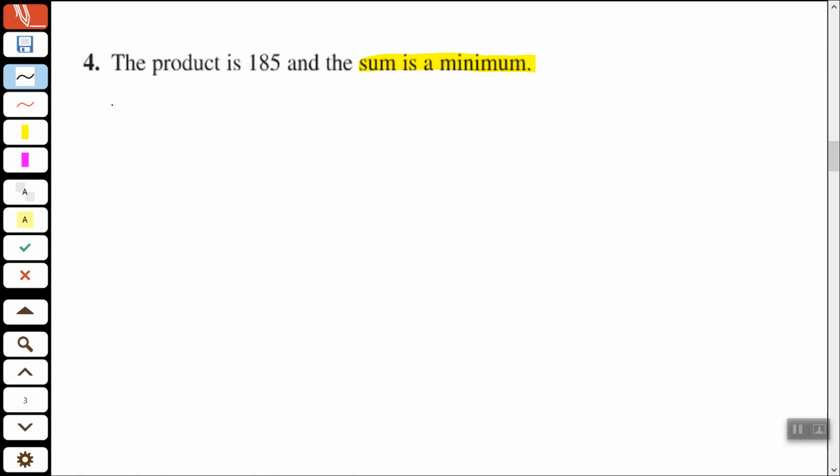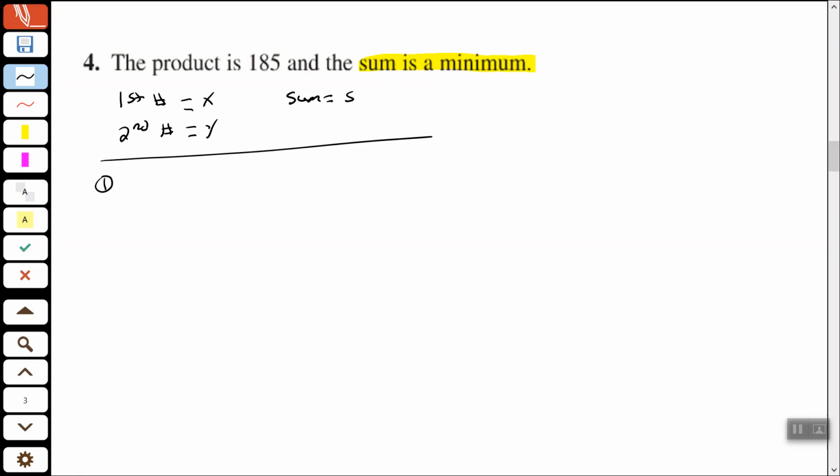All right, so let's start off step one. Let's identify or define our variables. So we'll let the first number, again, equal x. You can call it whatever you want to call it. Second number, I'm going to let equal y. And then the product we know is equal to 185. So sum, we need a variable for that. So I'll call it s. All right, so step one, the optimized equation, the sum of the two numbers is a minimum. So s equals x plus y.